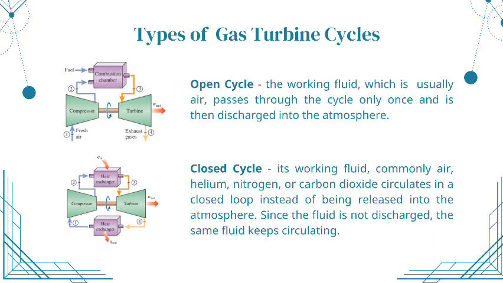So in an open cycle, the working fluid, which is usually air, passes through the cycle only once and is then discharged into the atmosphere. But for the closed cycle, its working fluid, commonly air, helium, nitrogen, or carbon dioxide, circulates in a closed loop instead of being released into the atmosphere. Since the fluid is not discharged, the same fluid keeps circulating.